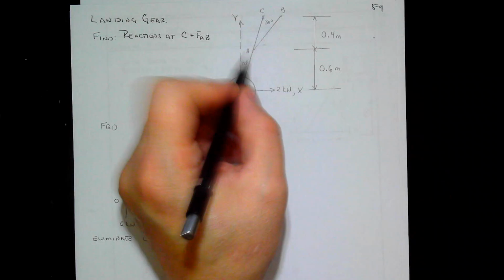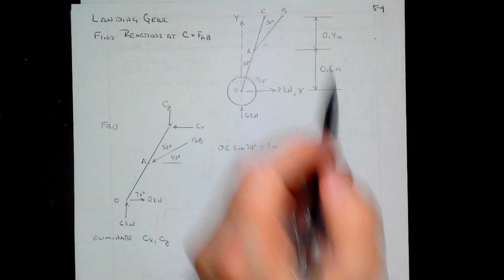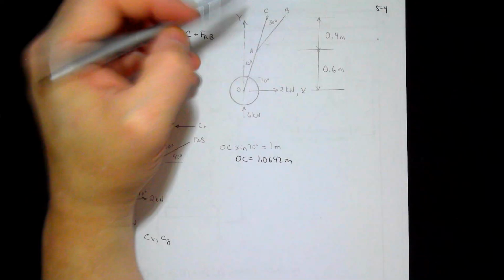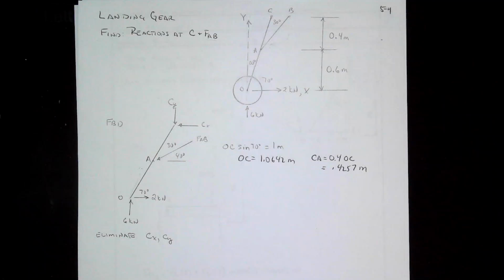We don't need it. So for this problem, we want to find the reactions at C, where it's pinned in. And the other thing we want to get is FAB. So there's going to be a force along this member. Now, what can we say about this member? This is a two-force member. All right? We don't know anything about the mass, so it's massless. We don't have to worry about that.